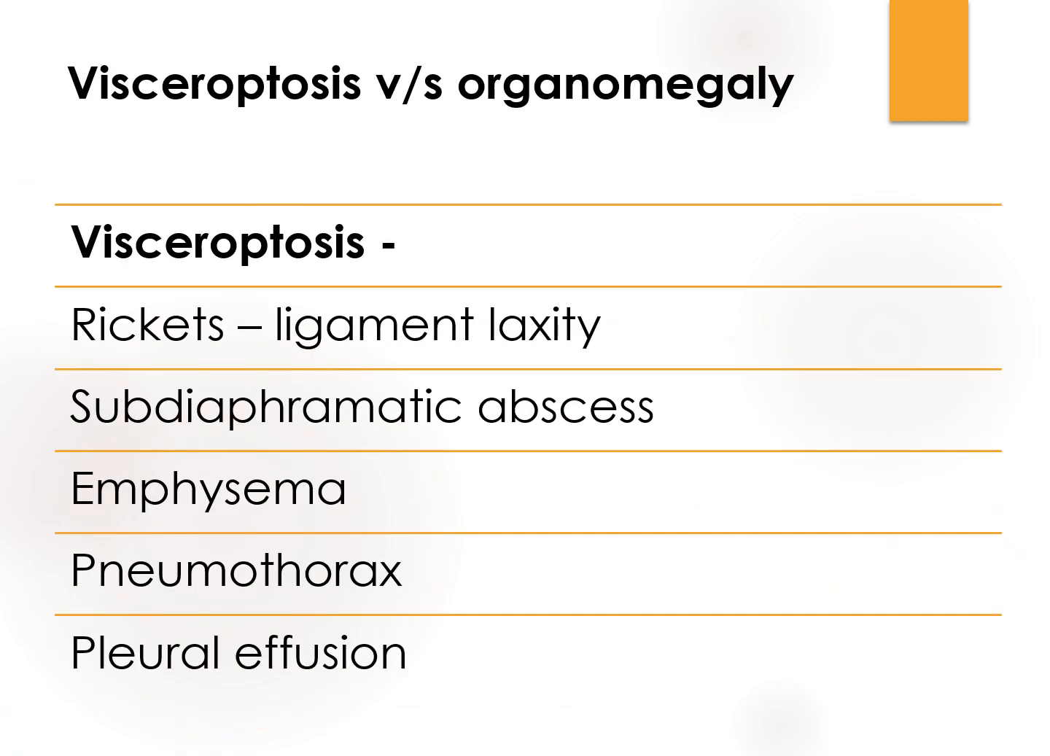Whenever the liver and spleen are palpable, we should also keep in mind whether it is actually an enlarged liver and spleen or a pushed down liver and spleen which is palpable. We label it as visceroptosis whenever pushed down liver and spleen are palpable. It occurs in rickets when ligament laxity is there, and with subdiaphragmatic abscess, emphysema, pneumothorax, pleural effusion. All these conditions will push down the liver and spleen, and during abdominal palpation both will be palpable but actually not enlarged.